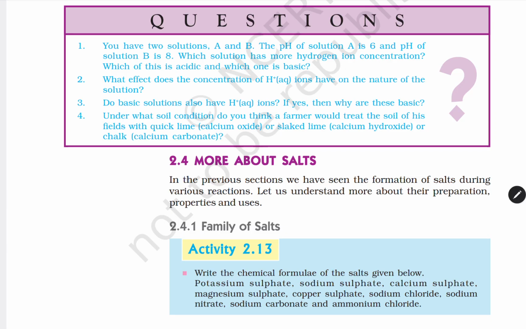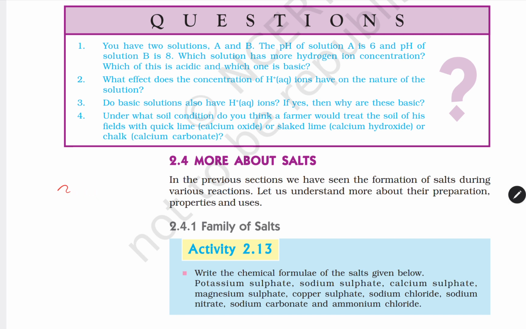Now we discuss these questions. First question: you have two solutions, A and B. The pH of solution A is 6 and the pH of solution B is 8, right? Which solution has more hydrogen ion concentration? Which of these is acidic and which one is basic? You already know the basic condition. What is that?